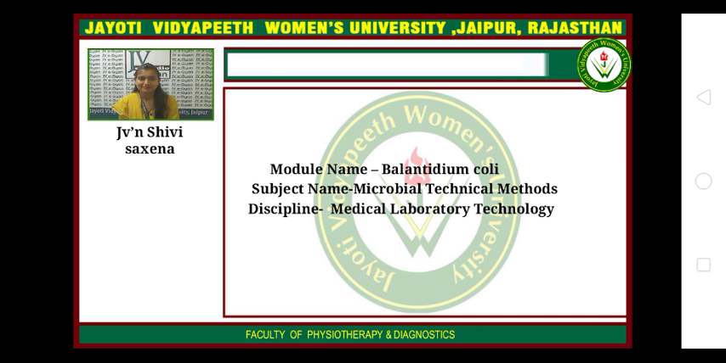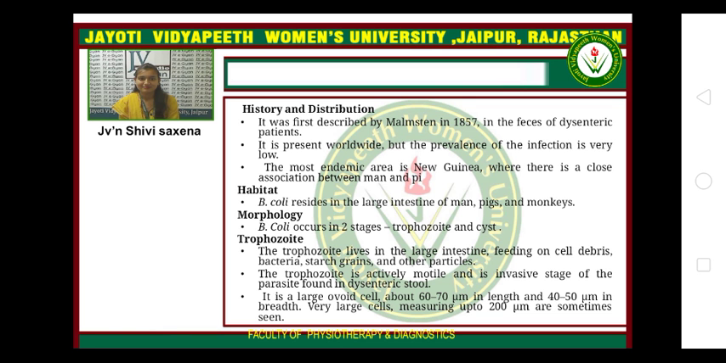My topic is Balantidium coli. History and distribution. It was first described by Malmsten in 1857 in the feces of dysenteric patients. It is present worldwide, but the prevalence of the infection is very low. The most endemic area is New Guinea, where there is a close association between man and pig.